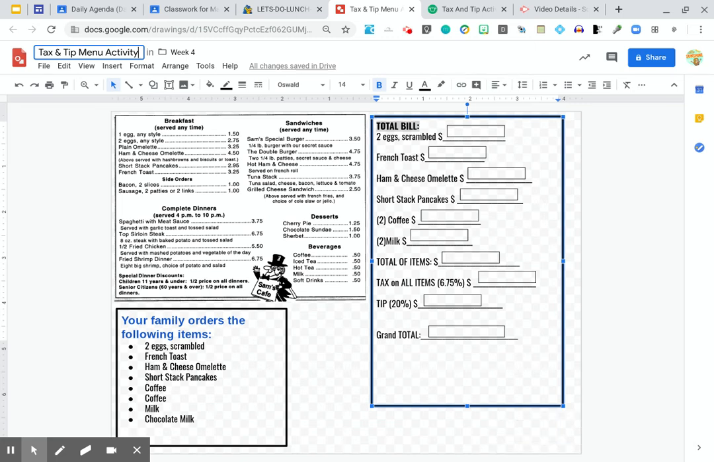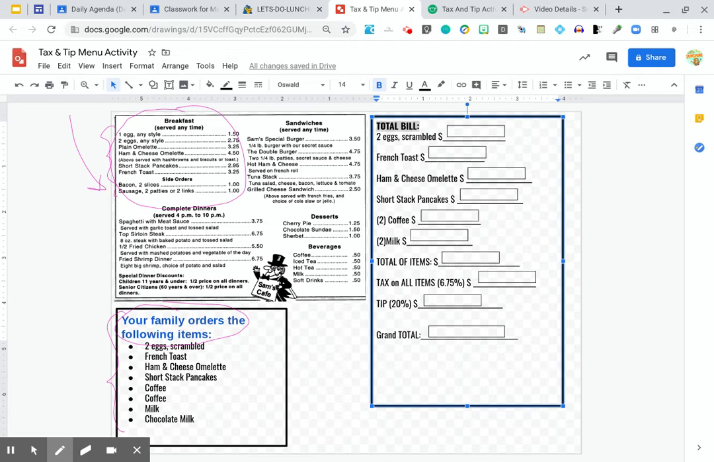Right, guys, I'm going to go ahead and talk you through your directions for this activity. What you're going to do here is use this menu, and specifically we're going to focus on these breakfast items. What we've done is put together a little mock menu here. Down here, your family orders the following items, and I've listed the items below, and they correspond to these items up here. Your first task is to fill in the cost for all of those items.